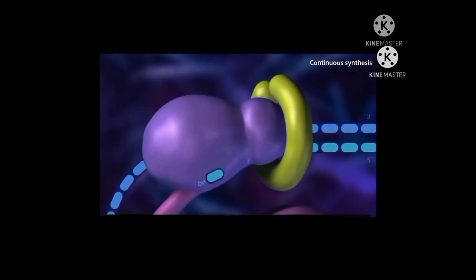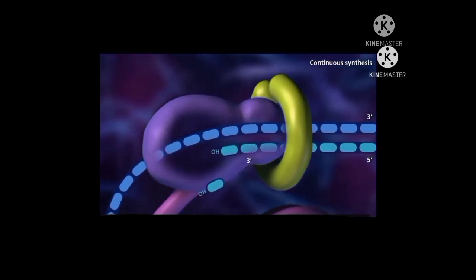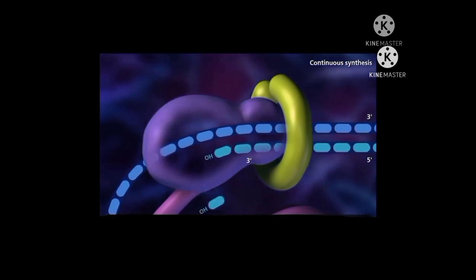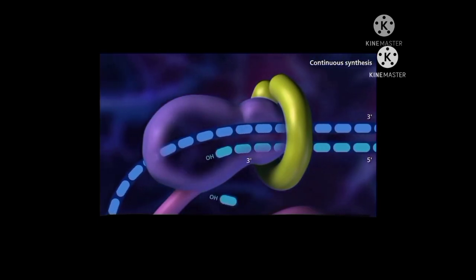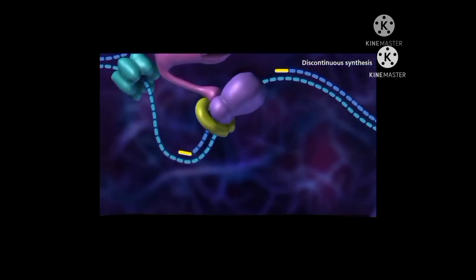In this phase, DNA polymerase III binds to the primer and begins to add new complementary DNA nucleotides, creating a new copy of DNA strand. The replication of the two strands occurs at the same time. One is in a continuous synthesis while the other is discontinuous.